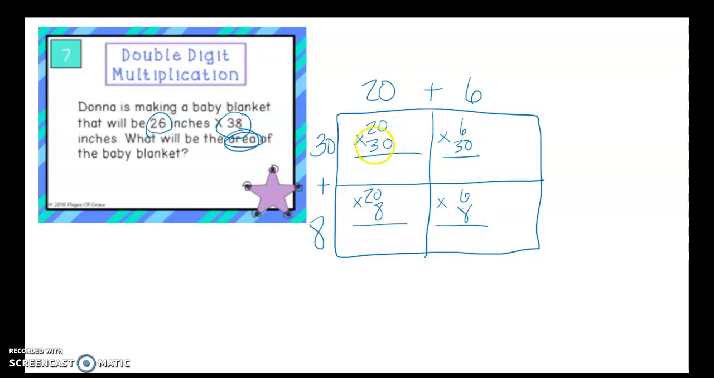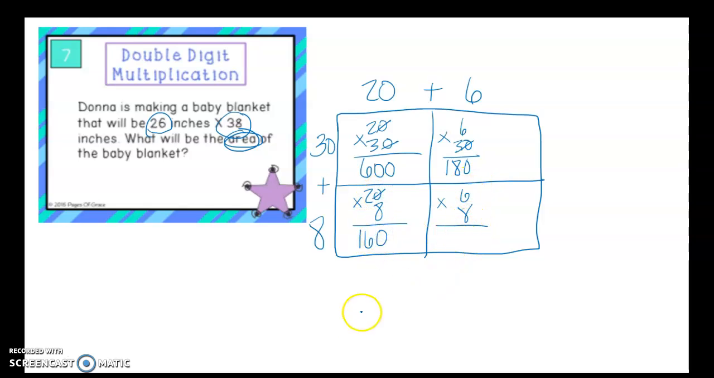All right, so 2 times 3, that's my basic fact. That's 6, and then 1, 2, 1, 2, 600. 6 times 3 is my basic fact. That's 18, with 1, 0, 180. 8 times 2 is 16, and mark off your 1, 0 and move it down.